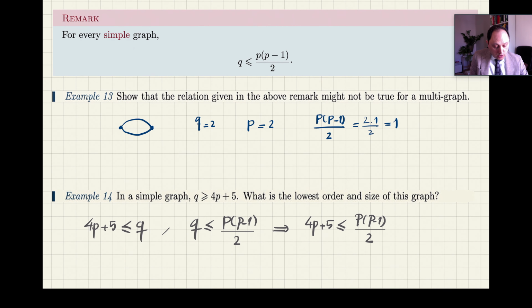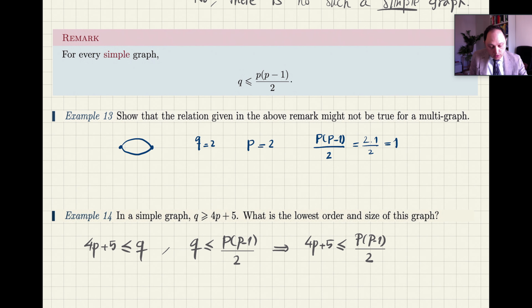Okay. So let us try to solve this inequality. For example, I will prefer to multiply both sides by 2, so then it means that 8p plus 10 is less than or equal to p times (p minus 1). Let me multiply that p also inside. It becomes p squared minus p, and let me move everything to the right hand side. So 0 is less than or equal to p squared minus 9p minus 10.